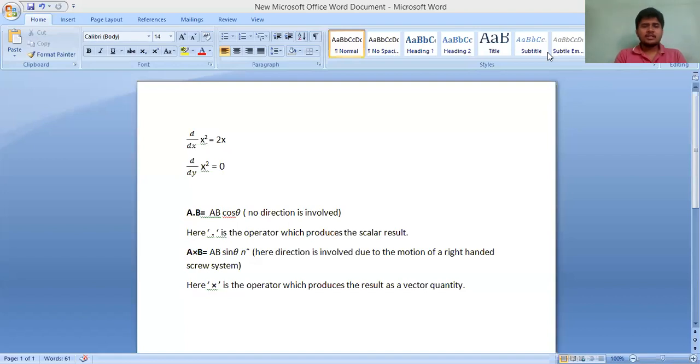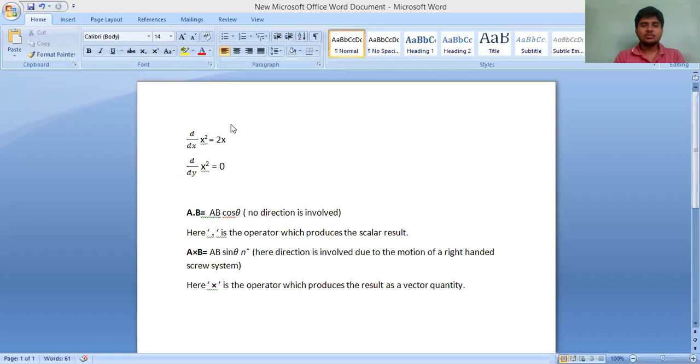Now we are taking an example to understand this in a much better way. Let's take a given function x square. Now you are asked to differentiate this x square with respect to the differentiation operators d/dx and d/dy. In both cases, you get the results 2x and 0. That means we have the given function of the same value, but the operators are different.